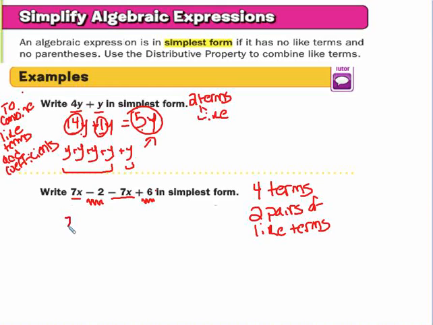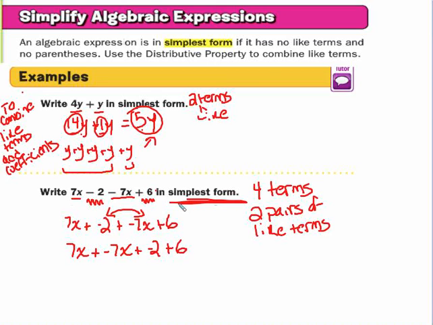So again, let me first turn it into an addition statement. So that's 7x plus negative 2 plus negative 7x plus 6. Now that it is an addition problem, I'm going to use the commutative property to switch those two, giving me 7x plus negative 7x plus negative 2 plus 6.